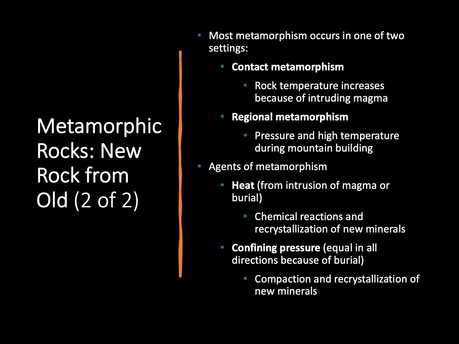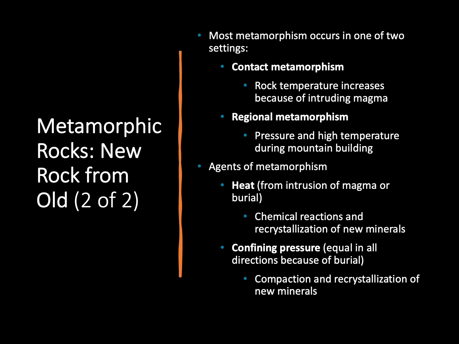So in addition to our two types of metamorphism, we're going to see that there are a lot of different things that can cause metamorphism, or be an agent of metamorphism, as the book calls it. And two of these agents are heat and pressure. So heat is going to cause chemical reactions and cause minerals to recrystallize. Think about how the heat of boiling water is going to take my egg and turn it into a hard-boiled egg by changing the chemistry of it.